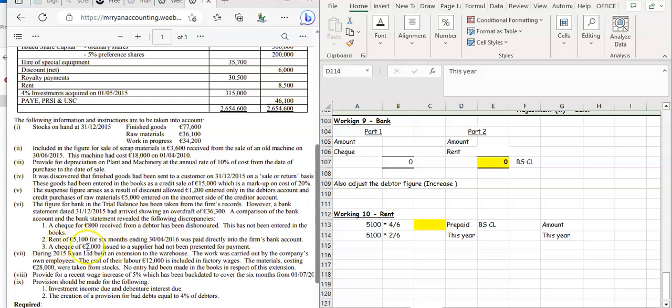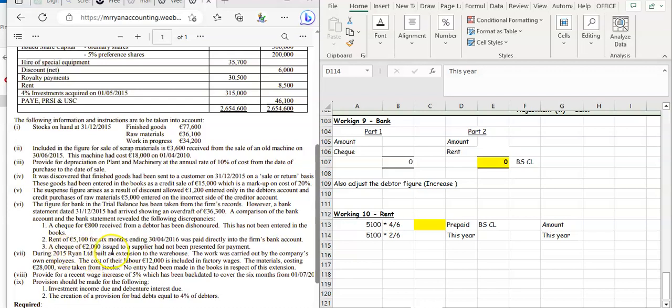Rent for 5,100 for 6 months ending the 30th of 4th 2016 has been paid directly into the firm's bank account. So because we're doing these accounts for 2016, there's 4 months prepaid. So we need to see how there's 4 months prepaid for next year. So there's 2 months to include in this year's expense. So your bank needs to increase, and then we need to do an adjustment for our rent as well.